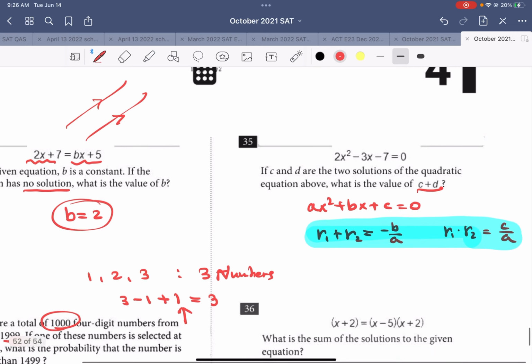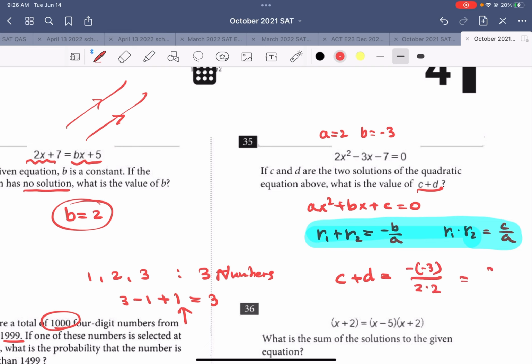That takes longer. So c plus d is the same as r1 plus r2, the two roots. The sum of the two roots should be negative b over 2a. So a is 2, b is negative 3. So negative b over 2a is 3 over 2 times 2, so that's 3 over 4. So that's the answer. Hold on, negative b over a, not 2a. Sorry about that, it should be this one. Negative b over a, not 2a. So a is 2, so 3 over 2. Okay, 3 over 2 is the answer.